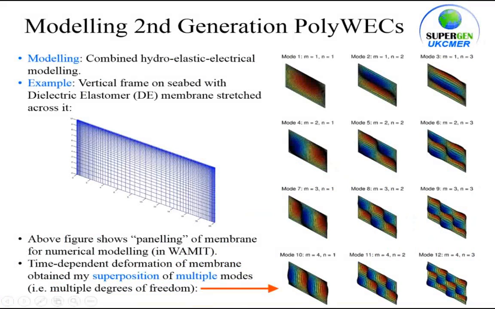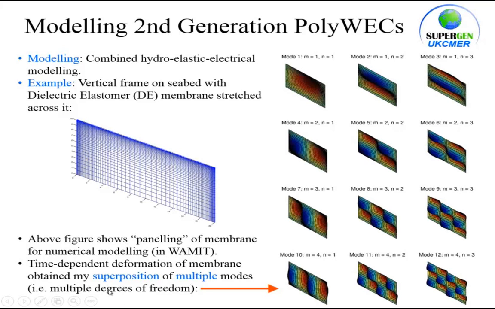Okay, so to the modelling. You might ask, this hasn't got anything to do with arrays, but actually the modelling is very similar to arrays because it's basically multi-degree of freedom, multi-mode modelling. So this is just an example. In the modelling, we have to do hydrodynamic, elastic, and electrical modelling. Here we've just got a vertical frame on the seabed with a dielectric elastomer stretched across it. And this figure just shows the panelling for the numerical method that we're going to use.